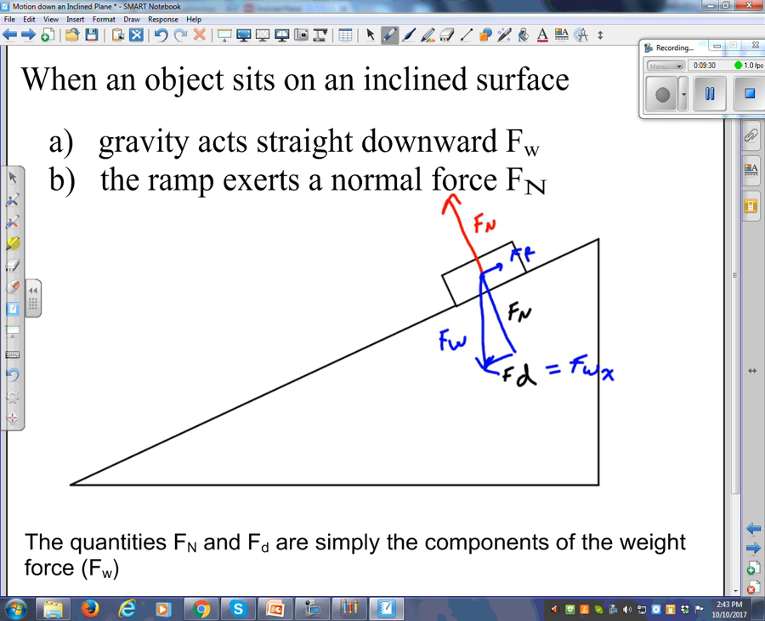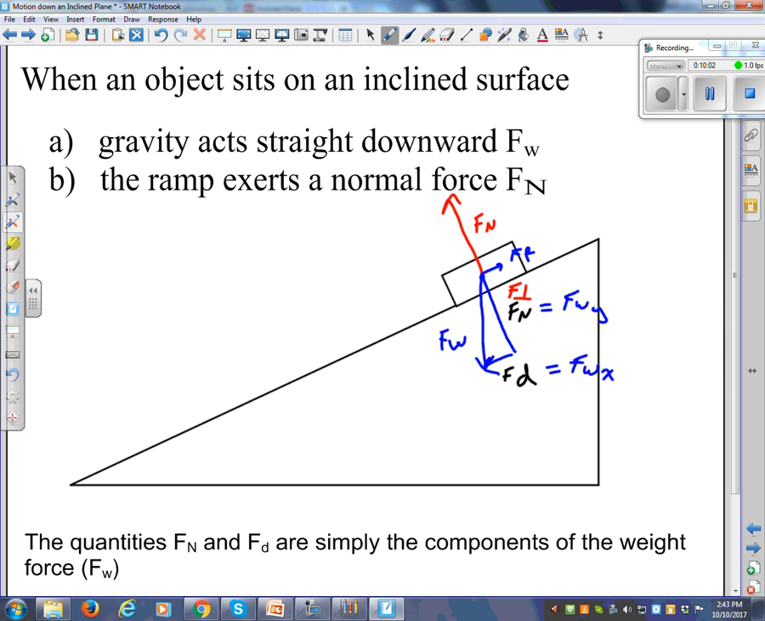And then what would this one be? FN would be equivalent to what? FWY. That seems a little bit overcomplicated, so I'm going to call them FD for down the plane, and FN for the normal force. Technically, it's not FN because FN is actually the up. It's equivalent to F perpendicular, as some books call it. It's the component of the FW that is perpendicular to the ground, the upside-down T.